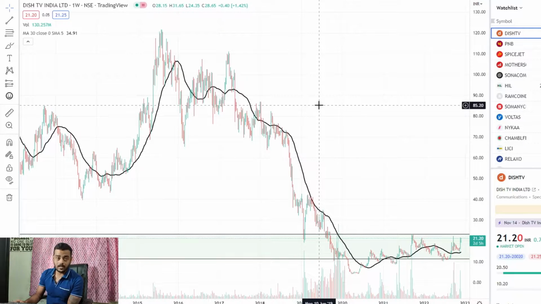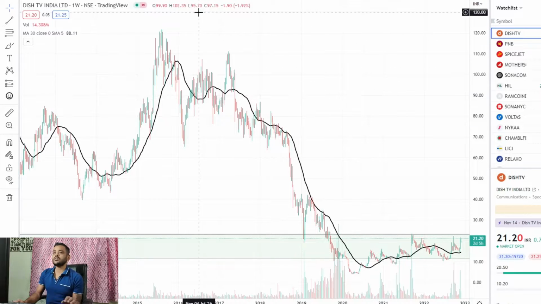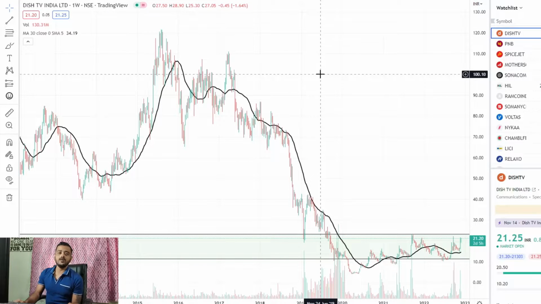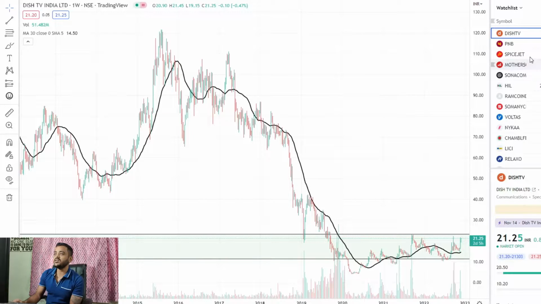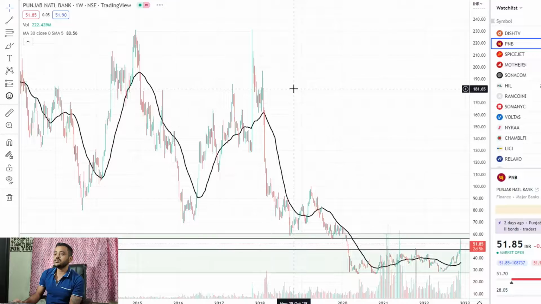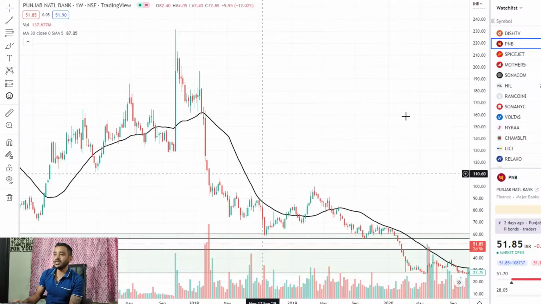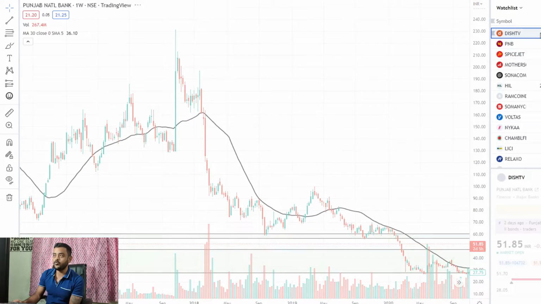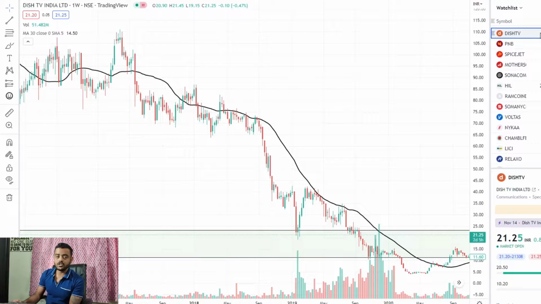I don't know the exact number, but you can find them, and just copy the name of the company and search on TradingView and see, just by looking at the first glimpse, whether it's in stage 4 or stage 1. You can find it just by looking at it, right? This is like a long stage 4, PNB. I'll share PNB in another video. Probably the next video I'll be sharing PNB, because it is showing some movement, right?